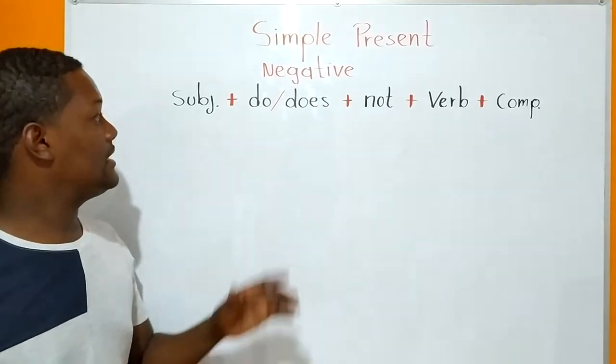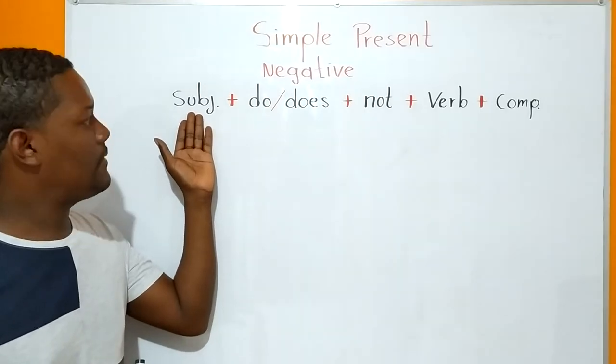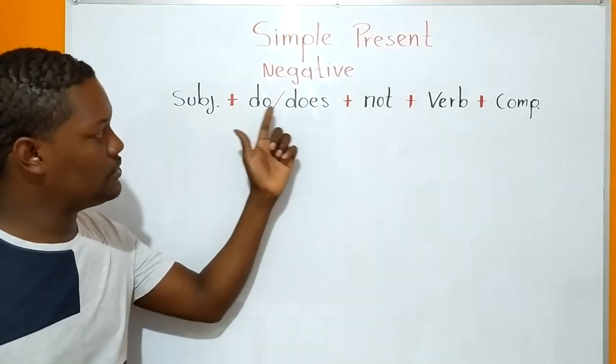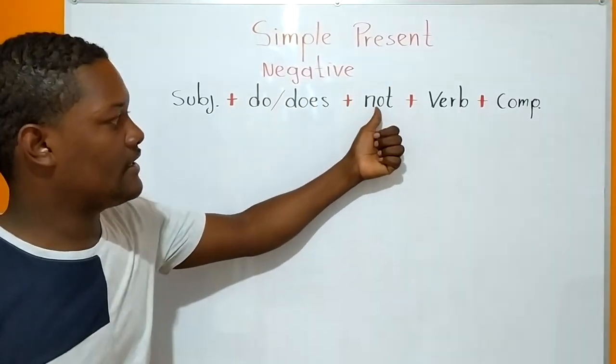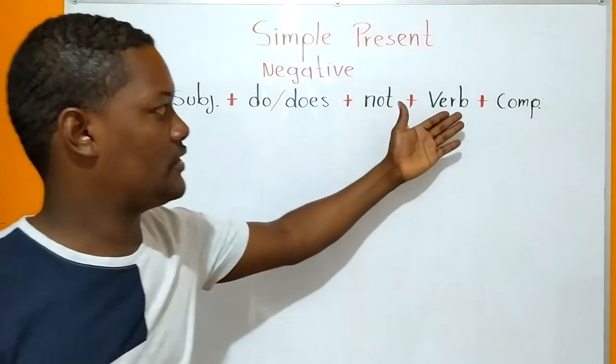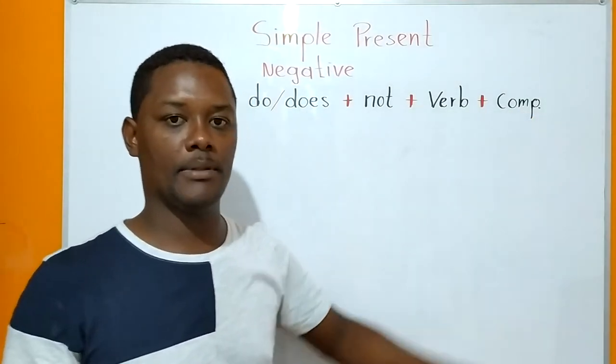Alright, now we have here the negative way. Now we are going to see the structure of the negative way. First is the subject, plus we have the do or does, which is the auxiliaries. Then the negation, not. After that, we have the verb, and finally, the complement.